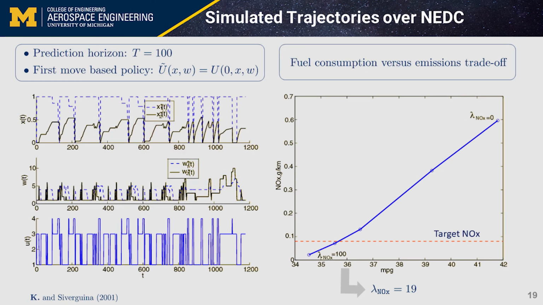And so you could look at simulating these policies over a drive cycle. At the time, we were looking at the New European Drive Cycle as the primary target. You can see the trajectories of the states. These are typical fill and purge cycles of the lean NOx trap. And this is the control action that's chosen through this mechanism. Now, there was a trade-off parameter, this lambda NOx, the weight, and you could adjust it. If you have a particular level of NOx in terms of grams per kilometer in mind, you could adjust it so that you achieve that level, and then you can read off the fuel consumption in terms of miles per gallon.